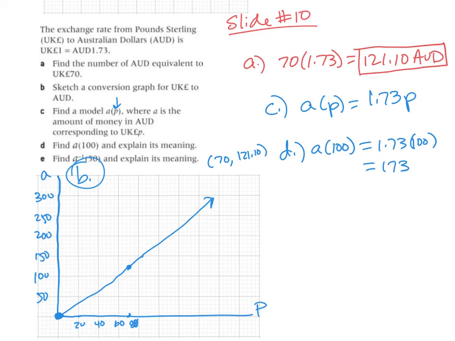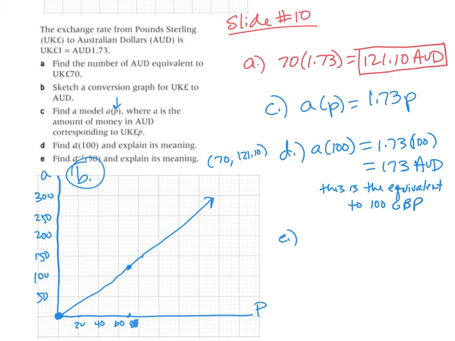So that would be 173 Australian dollars. And then we'll explain the meaning. The meaning would be that this is the equivalent to 100 Great Britain pounds.